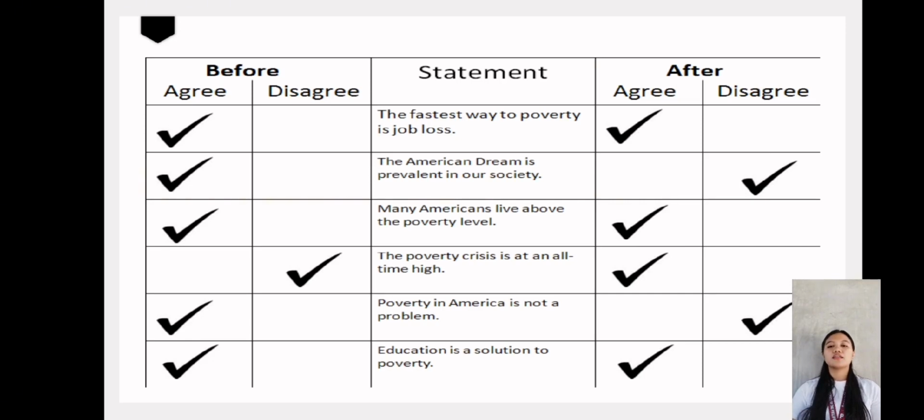And this is how the Extended Anticipation Guide looks like. You can see that there is the before and after, and in the middle part, there are some statements. Based on the answers in the before, there are some changes after reading and comprehending those statements.